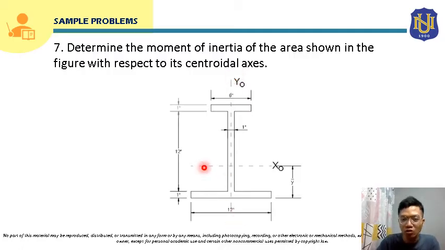For the x centroidal axis, we cannot say that it's just at the center, right? Because if we put the x centroidal axis here at the center, it will not be balanced, no? The area above will not be equal to the area below. So our x centroidal axis will be a little bit lower than the center. So it will be located somewhere here. Okay, so we have to solve this. We have to solve the location of our x centroidal axis.